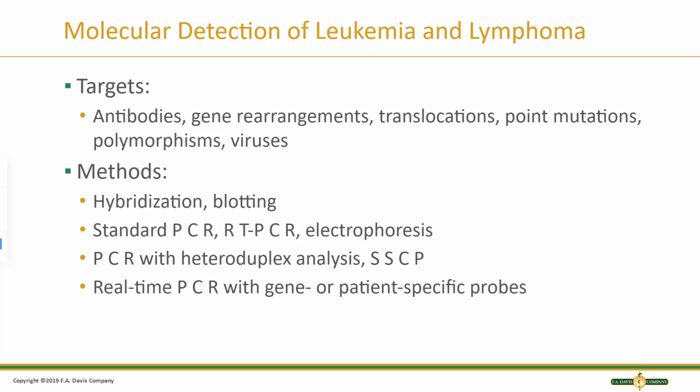Molecular detection of leukemia and lymphoma targets antibodies, gene rearrangements, translocations, point mutations, polymorphisms, viruses. Methods: hybridization, blotting, standard PCR, RT-PCR, electrophoresis, PCR with heteroduplex analysis, SSCP, real-time PCR with gene or patient-specific probes.